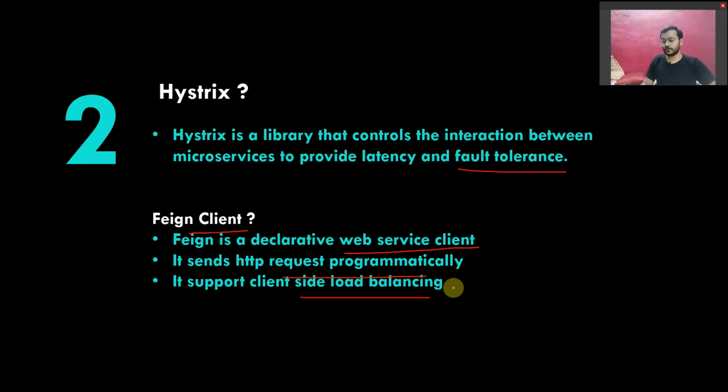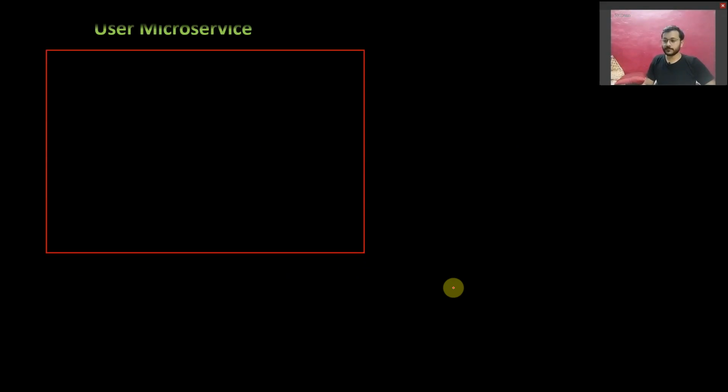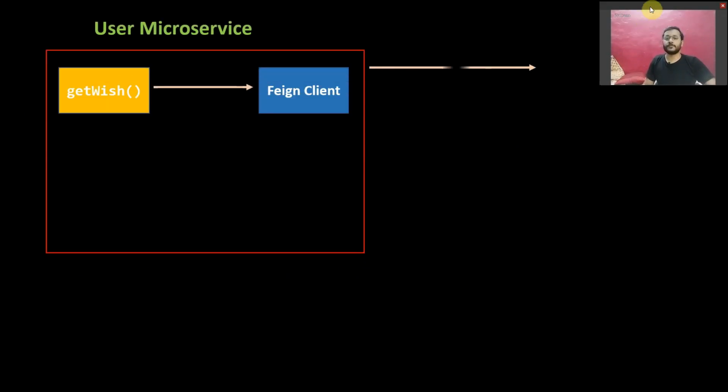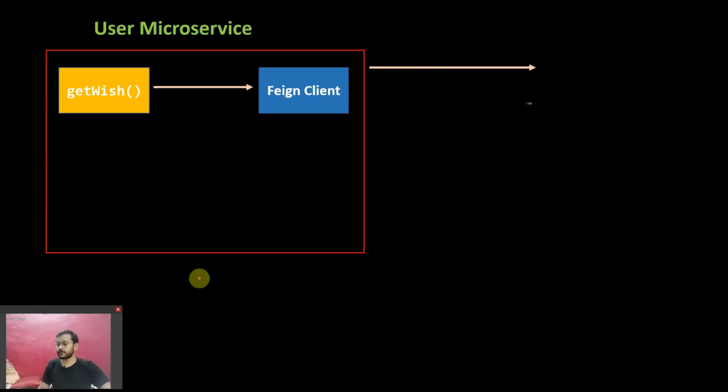Now the actual thing we are waiting for, that is Hystrix, right? Hystrix and Feign client, how they work together to achieve our task and how they make that application fault tolerant. So let's come to the slide and we will understand that. Okay, so let me park this here so it will not disturb us again and again.